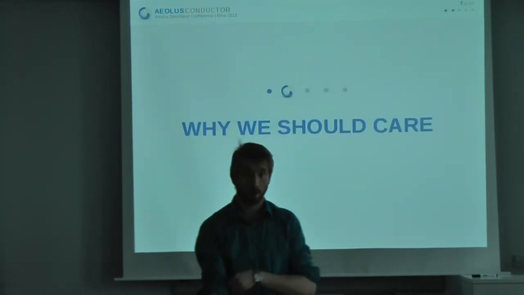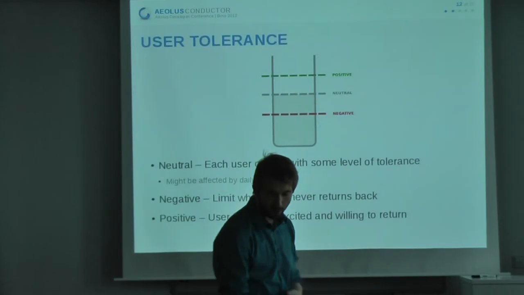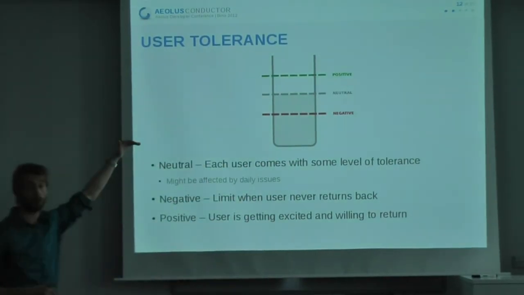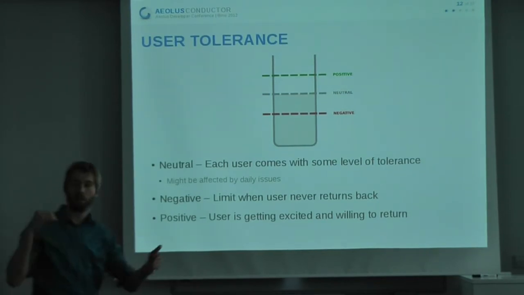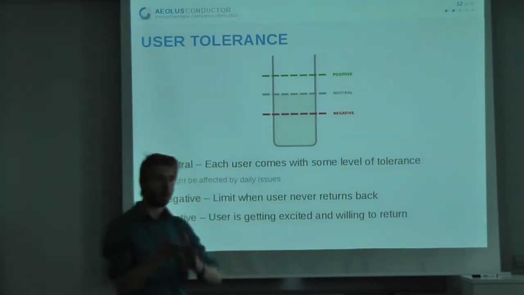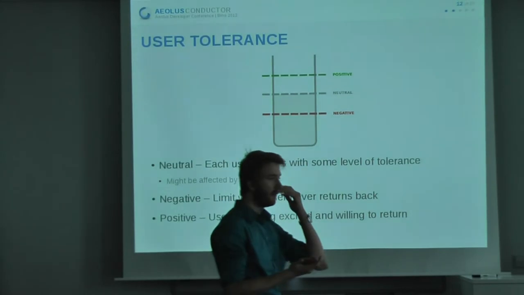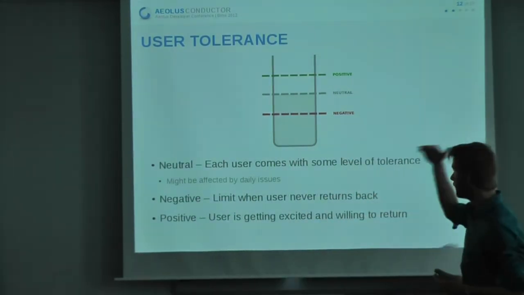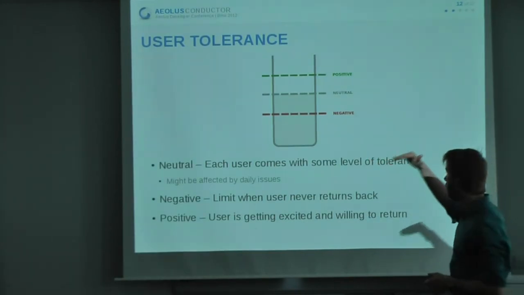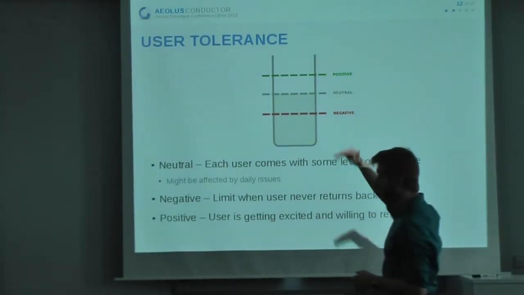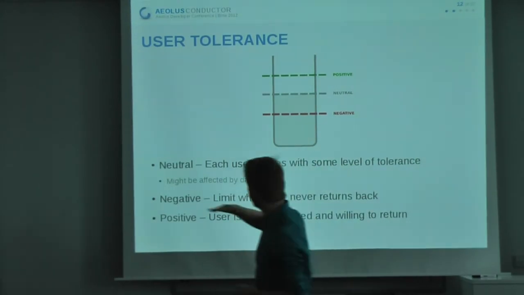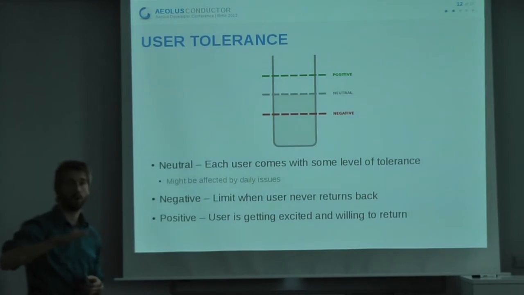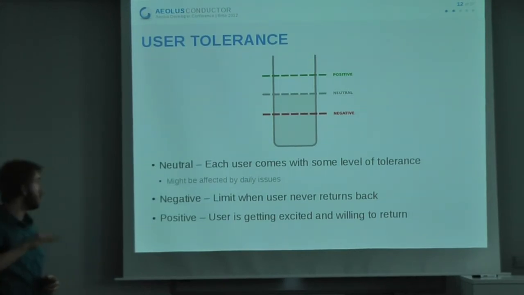Why should we care about this? User tolerance. The user comes with some neutral tolerance. It can be affected by his mood, he can have problems during the day, or he can have a good day, it varies. But let's say approximately he has a neutral level of tolerance. By decreasing the tolerance and reaching the negative level, we upset the user to the point that he will never try to use the application again.